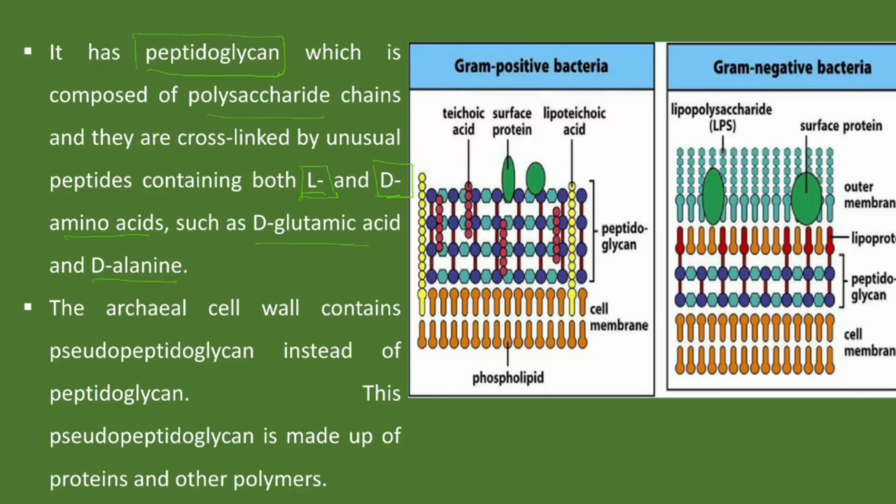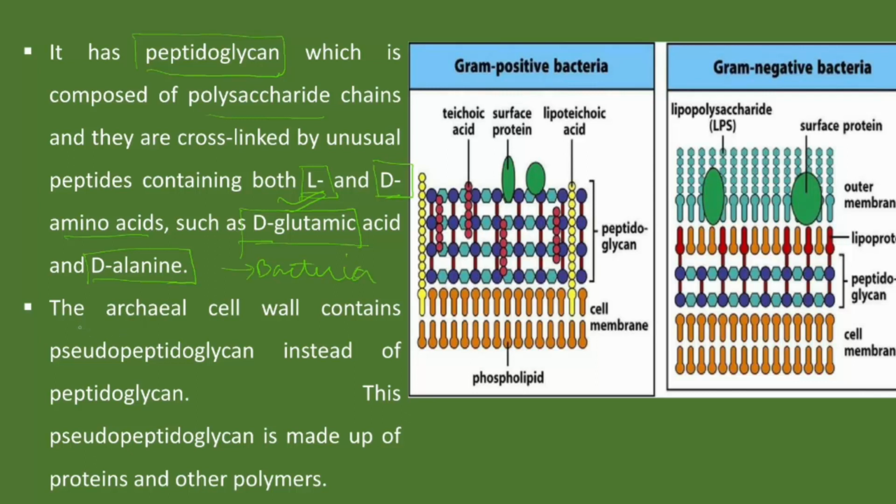In human beings or in eukaryotic cells, basically the amino acids present are in the L form, that is levorotatory form. But in the bacterial cell we can find amino acids which are dextrorotatory, that is D, and examples of these are D-glutamic acid and D-alanine. These are present specifically in the bacterial cell or the prokaryotic cell.